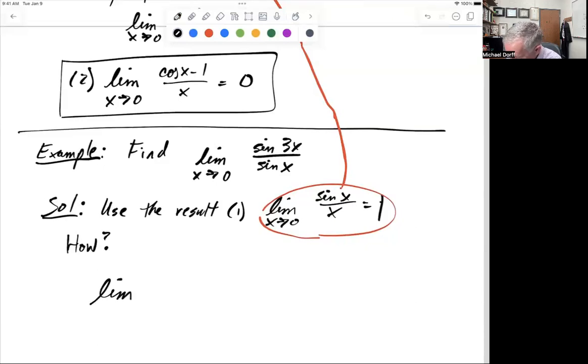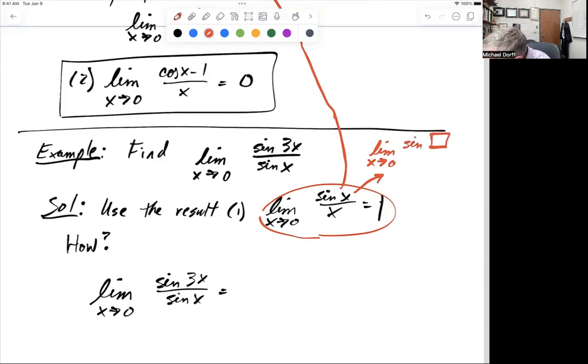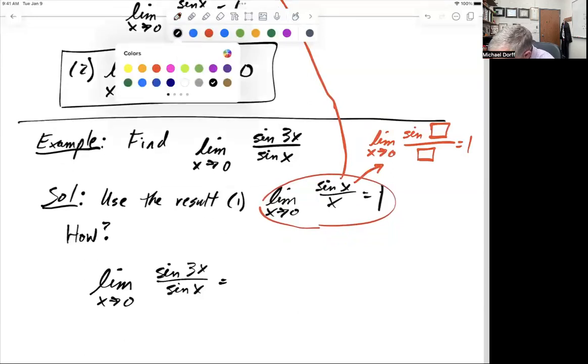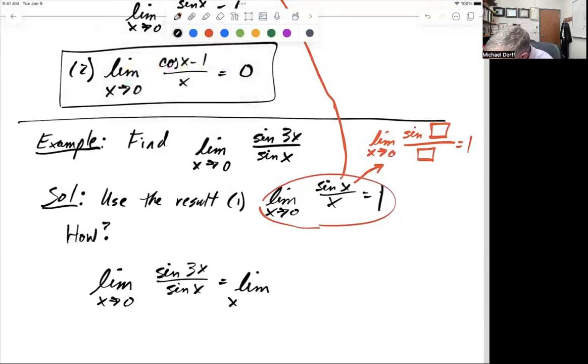We're going to rewrite this. My original problem is the limit of the sine of 3x over sine of x. What this result really means, I can think of it as the limit of the sine of box over box equals 1, as long as what's in the box is the same. So I'm going to take my original problem and break it up into two fractions. I'm going to put the sine of 3x here, and the sine of x here, and I'm going to put some question marks there.